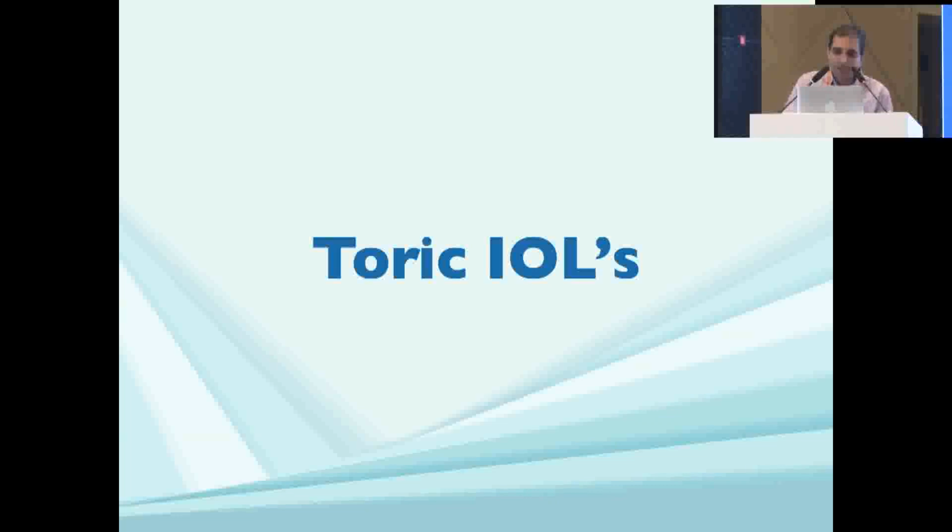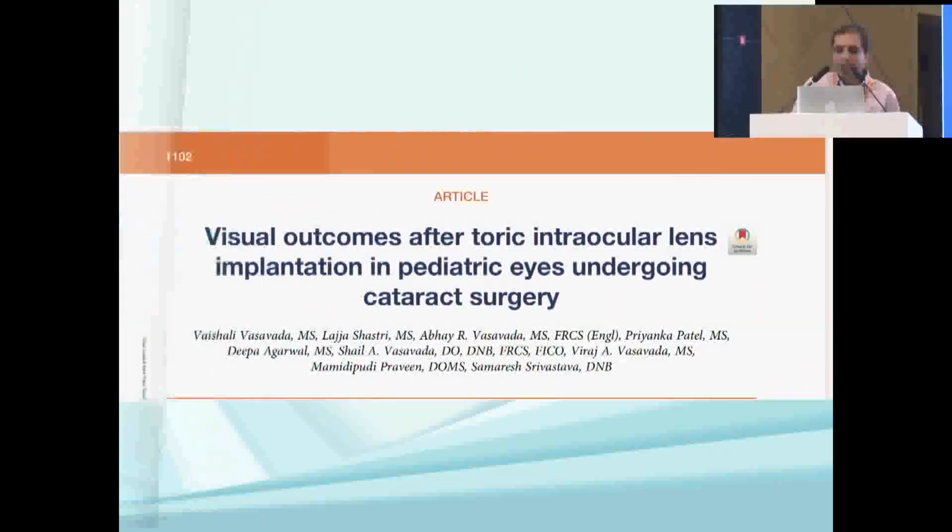A word on toric IOLs. Toric IOLs are useful in older children, for two reasons. One is the basic keratometry tends to stabilize around 6 to 7 years of age, and then major changes occur only after 40 years of age. And second is you need children to give good measurements to even consider toric IOLs. So ours is probably the largest study of toric IOLs amongst older children, where we have taken children from 7 years up to 15 years of age.